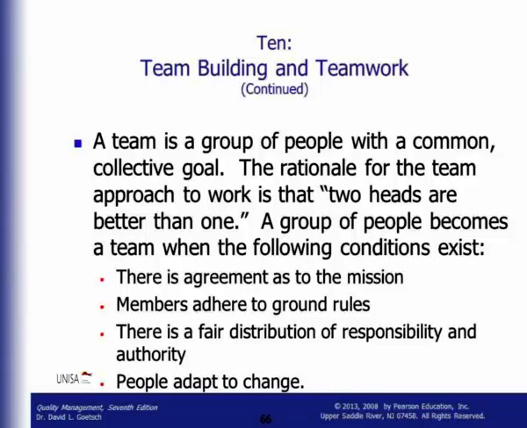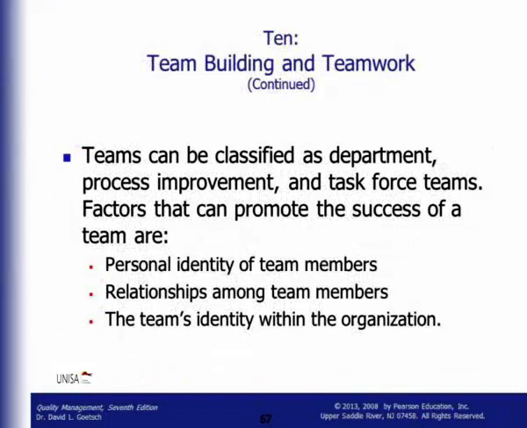A group of people becomes a team when the following conditions exist. There is agreement as to the mission, members adhere to the ground rules, there is a fair distribution of responsibility and authority, people adapt to change. Teams can be classified as department, process improvement, and task force teams. Factors that promote the success of a team are personal identity of team members, relationships among team members, the team's identity within the organization.